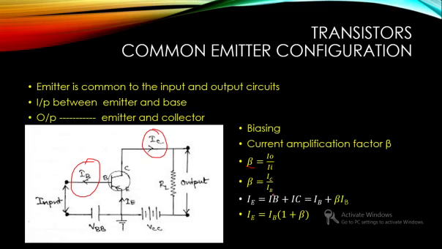Okay, and we know IE is IB plus IC. So instead of IC, I can write IC is equal to beta times IB. So we make use of beta times IB. Here you can see emitter current is just IB into 1 plus beta. Okay, so that is the current flowing in the emitter.